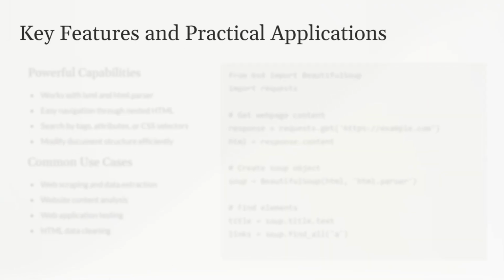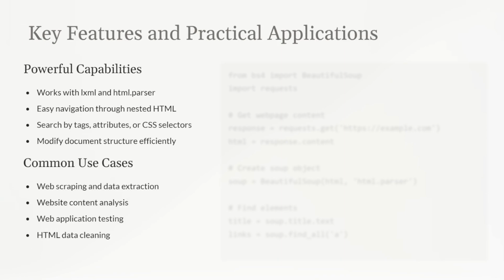So, what are the key features and practical applications of BeautifulSoup? For the powerful capabilities, it works with XML and the html.parser. There is easy navigation through nested HTML, search by tags, attributes, and/or CSS selectors, and you can modify document structure efficiently. For the common use cases, it's used for web scraping and data extraction, website content analysis, web application testing, and HTML data cleaning.